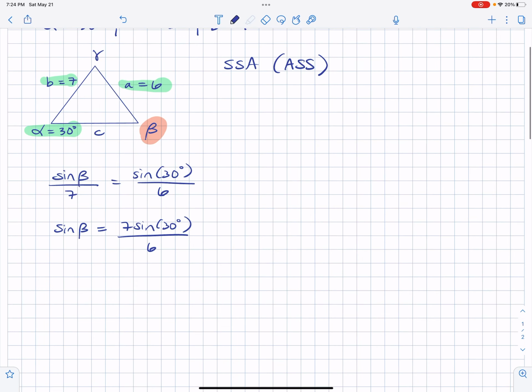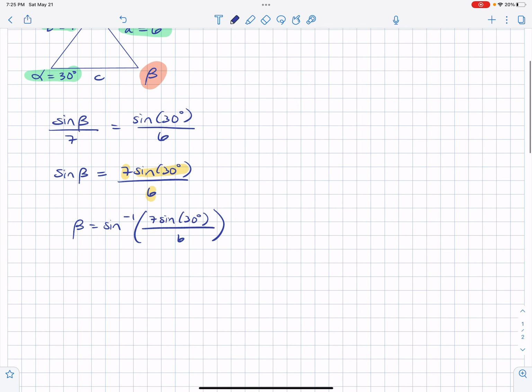Now, if we look closer, the right-hand side represents a ratio. Sine of 30 degrees is a positive ratio, because 30 degrees is from quadrant 1. And then we have positive 7, positive 6. So this ratio is positive. Therefore, when we take the inverse sine of this positive ratio, it's going to represent an angle from quadrant 1. And that's always going to be the case.